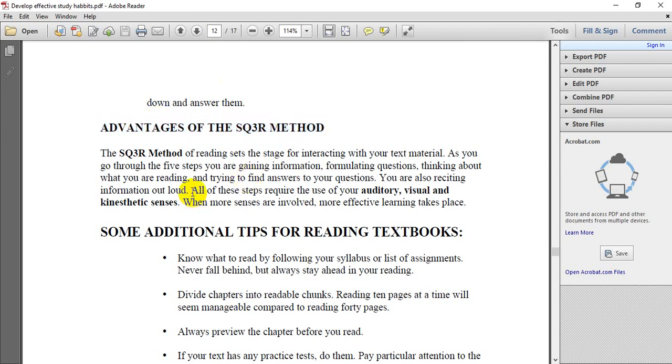All of these steps require the use of your auditory, visual, and kinesthetic senses. These are the 3 learning styles. Auditory: I hear, I forget. I see, I remember. I do, I understand. So, when more senses are involved, more effective learning takes place. The more senses you use, the stronger and the better you remember and understand the information, so you can improve your study habits by developing all 3 learning styles.